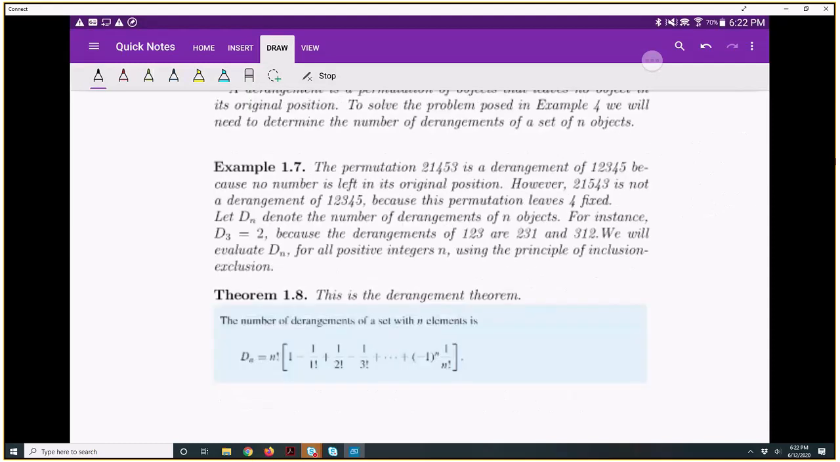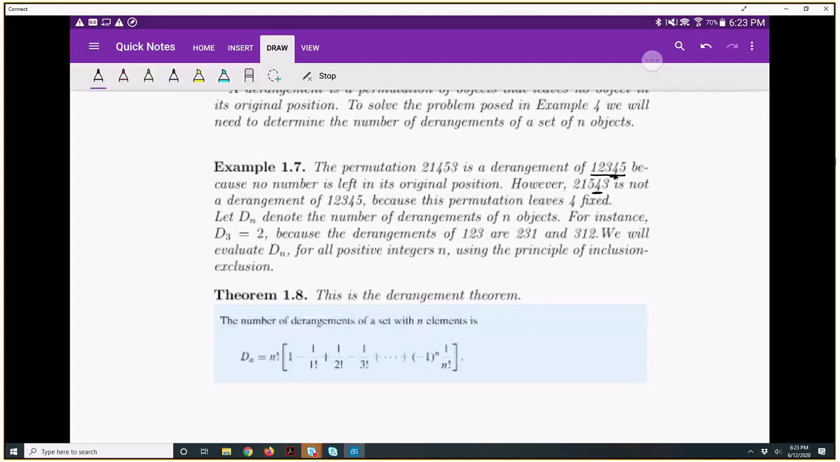So, as I mentioned, a derangement is a permutation that leaves no element fixed. So one example would be if we wanted to permute 1, 2, 3, 4, 5, then 2, 1, 4, 5, 3 is a derangement. On the other hand, 2, 1, 5, 4, 3 is not a derangement because you can see that the 4 is in the same position as when it started.